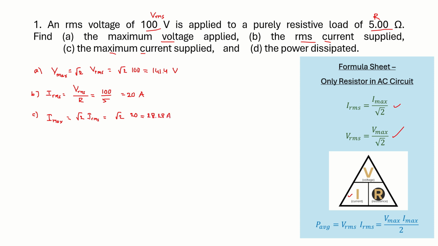So the answer is 28.28 ampere. The last one, we have to find the power dissipated. For power dissipated, we can use the last formula here. Either we can use the RMS values or the maximum values, it's up to us. Let's use the RMS values: V RMS multiplied by I RMS. V RMS is given, that is 100, and the I RMS we got as 20, which is equal to 2000. Power, the SI unit is watt.